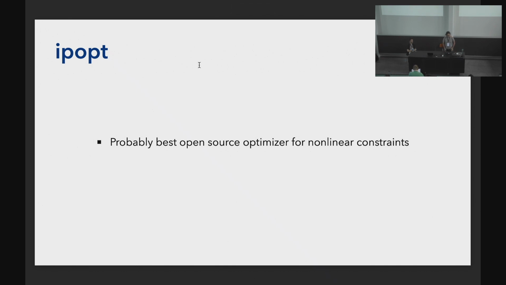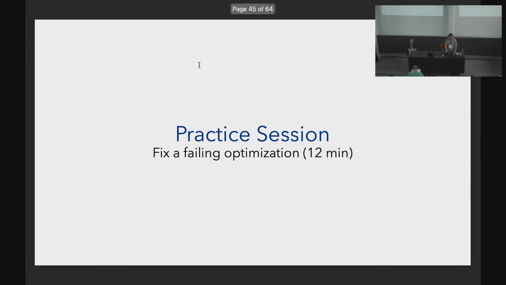And finally, there's Ipopt. And the only thing I have to say about that, it's probably the best open source optimizer for heavy nonlinear constraints. There are many closed source optimizers that are as good or maybe better than Ipopt. But if you want to use an open source optimizer and have many nonlinear constraints, you would use Ipopt. And with that, we get to the last practice session.